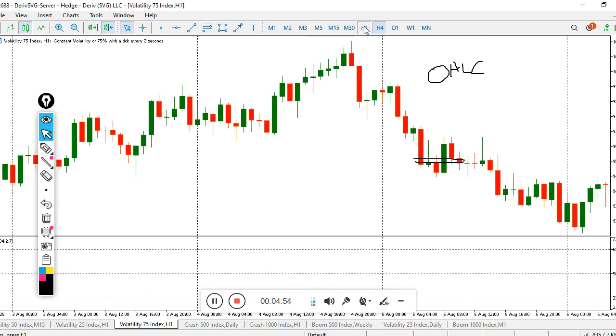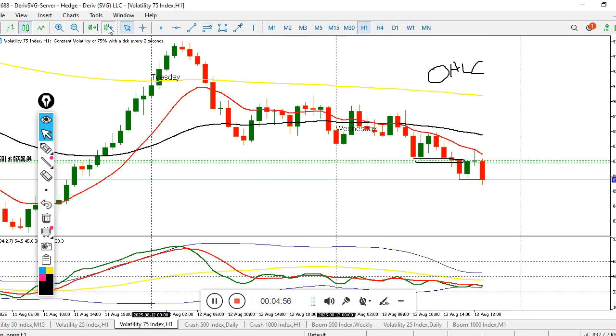On my 1 hour time frame, you can see the CRT. I've always told you that I combine my bread and butter strategy with CRT. And when I do that, it is top notch. So you can see I have this CRT candle here, and this is the CRT low.